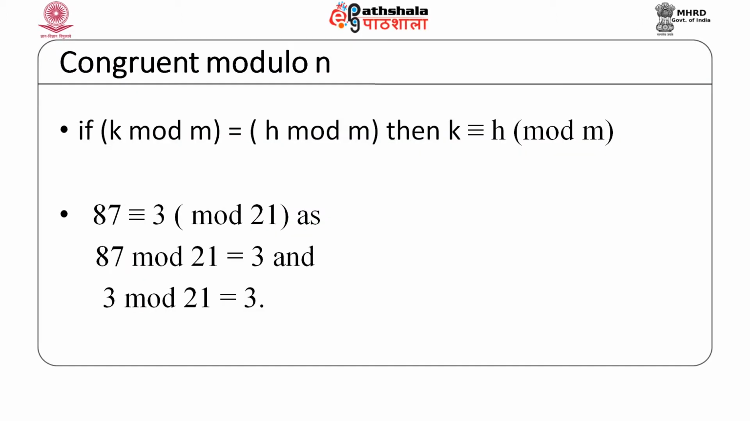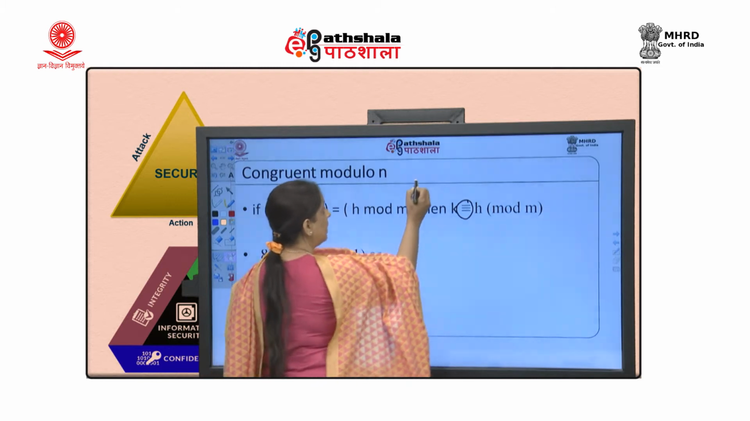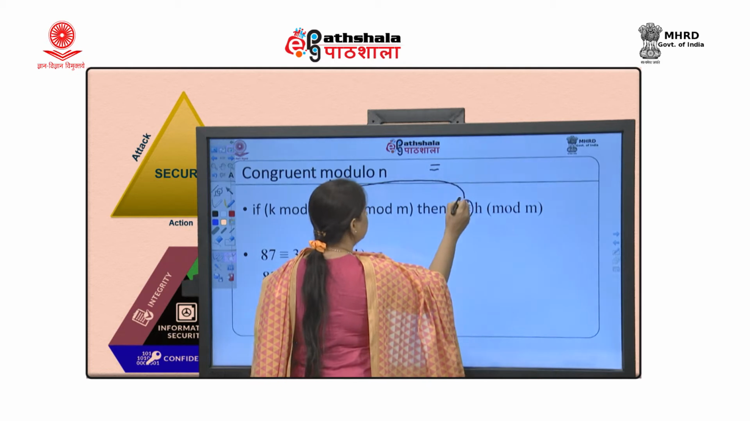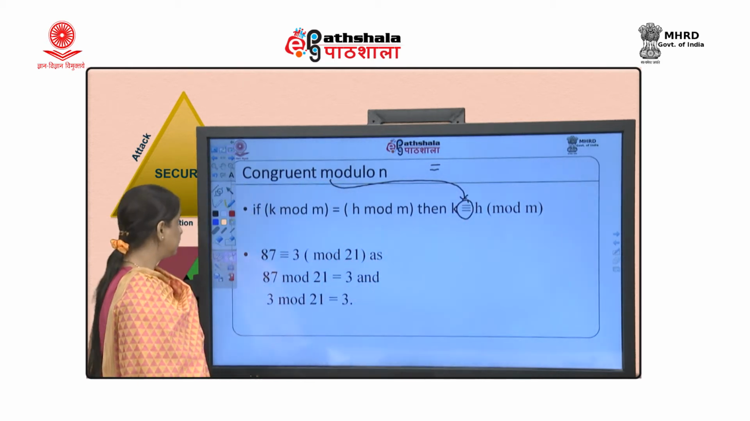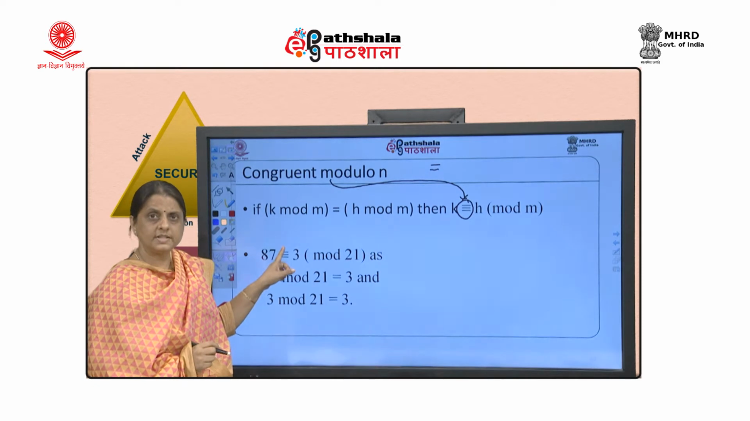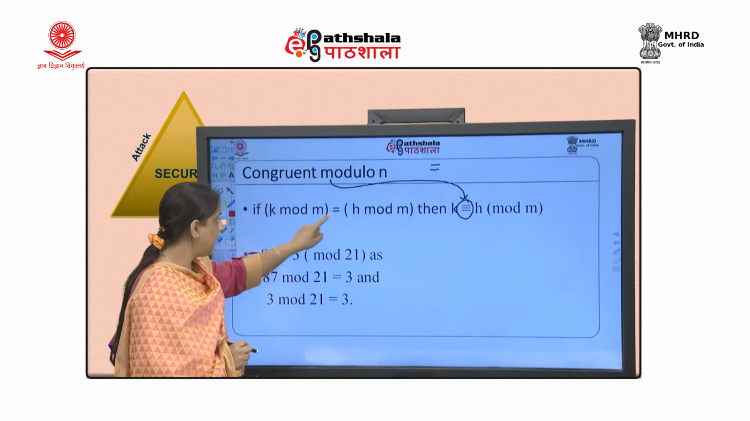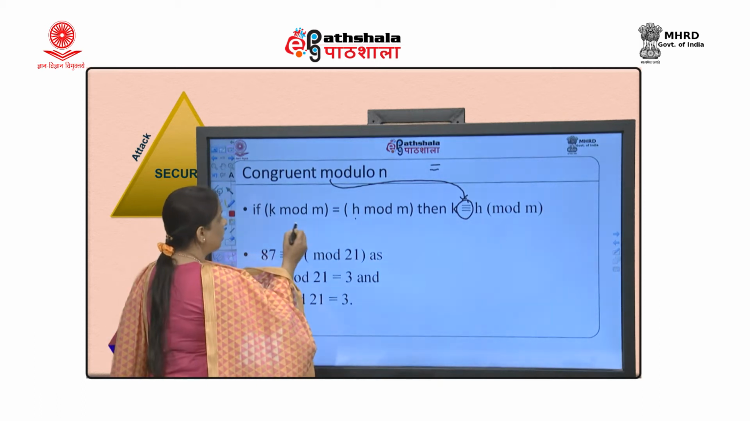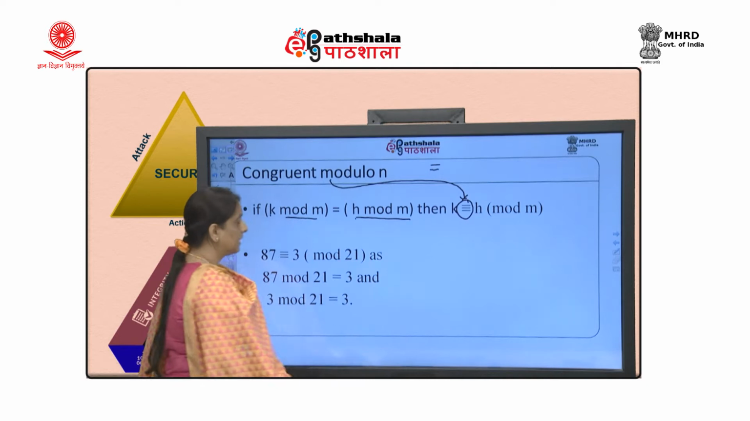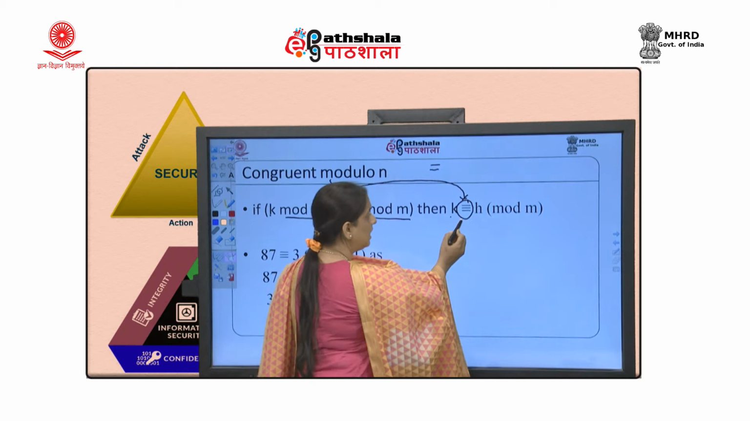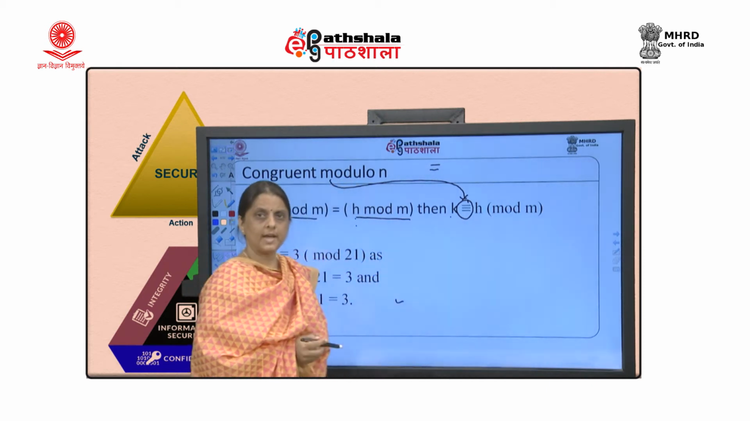The next concept is called congruent modulo n. The congruent relation is shown by 3 lines. You have all learnt the assignment operator until now. In this type of cryptography, we are going to talk about the congruence relationship. How is a congruence relationship defined? If you are given k and h, do a modulo operation. If the remainder comes out to be the same, then k is considered congruent to h mod m.